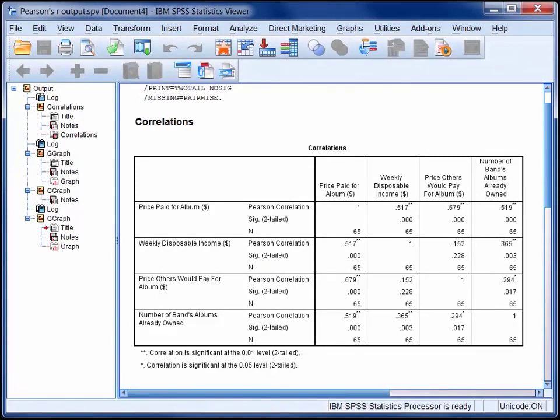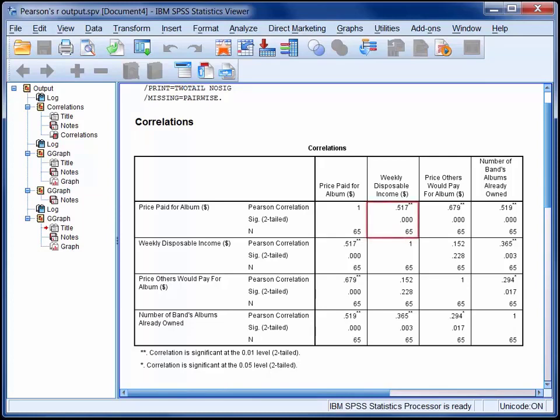We are looking here at a correlation matrix. The matrix is mirrored on the diagonal, which means that you only need to read either the upper right or the lower left half of the table. Each cell within the matrix contains information about the correlation between a pair of variables.